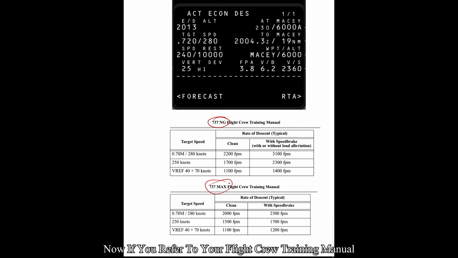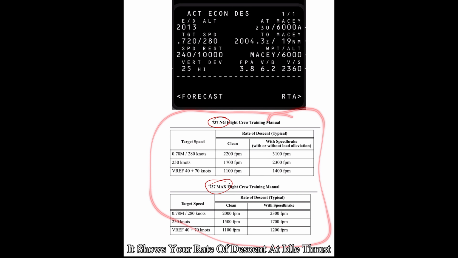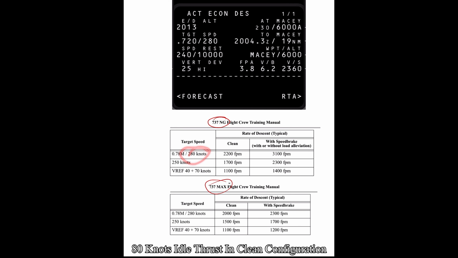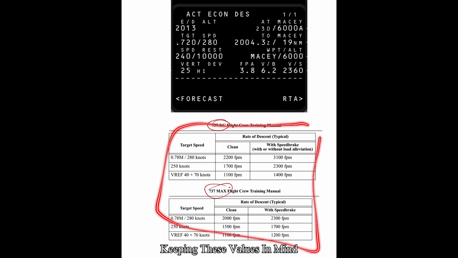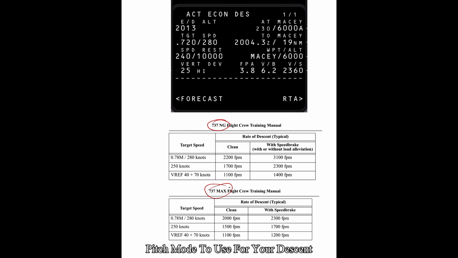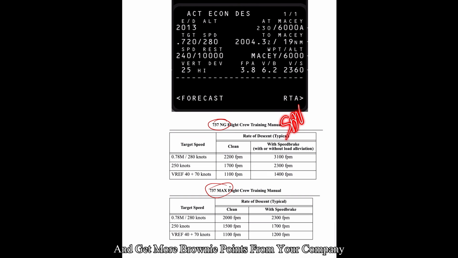Now, if you refer to the flight crew training manual, it shows your rate of descent at idle thrust. That is, at 280 knots idle thrust in clean configuration, you will get 2200 feet per minute. Similarly, for 737 MAX at 280 knots, you will get 2000 feet per minute. Keeping these values in mind, you will be able to identify which pitch mode to use for your descent. With the help of that, you will be able to maintain idle thrust descent and save more fuel and get more brownie points from your company.